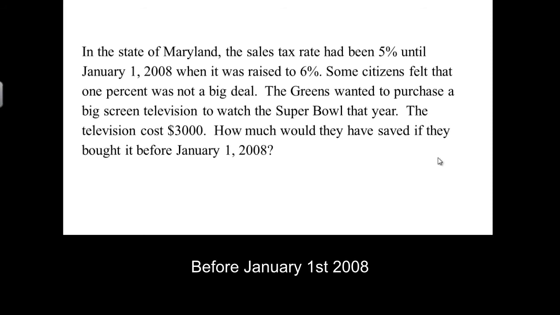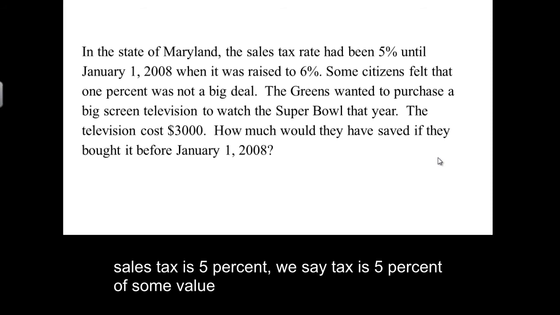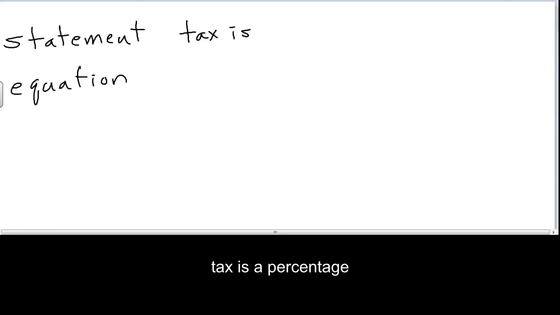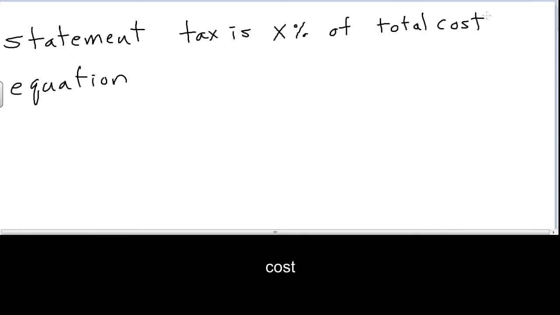Before January 1st, 2008, sales tax was 5%. We say the tax is 5% of some value that's purchased. After that, we say tax is 6% of a value purchased. Tax is a percentage, so X% of, I'll say, total cost. Tax is what I want, so I'll say T is interpreted as an equal sign.